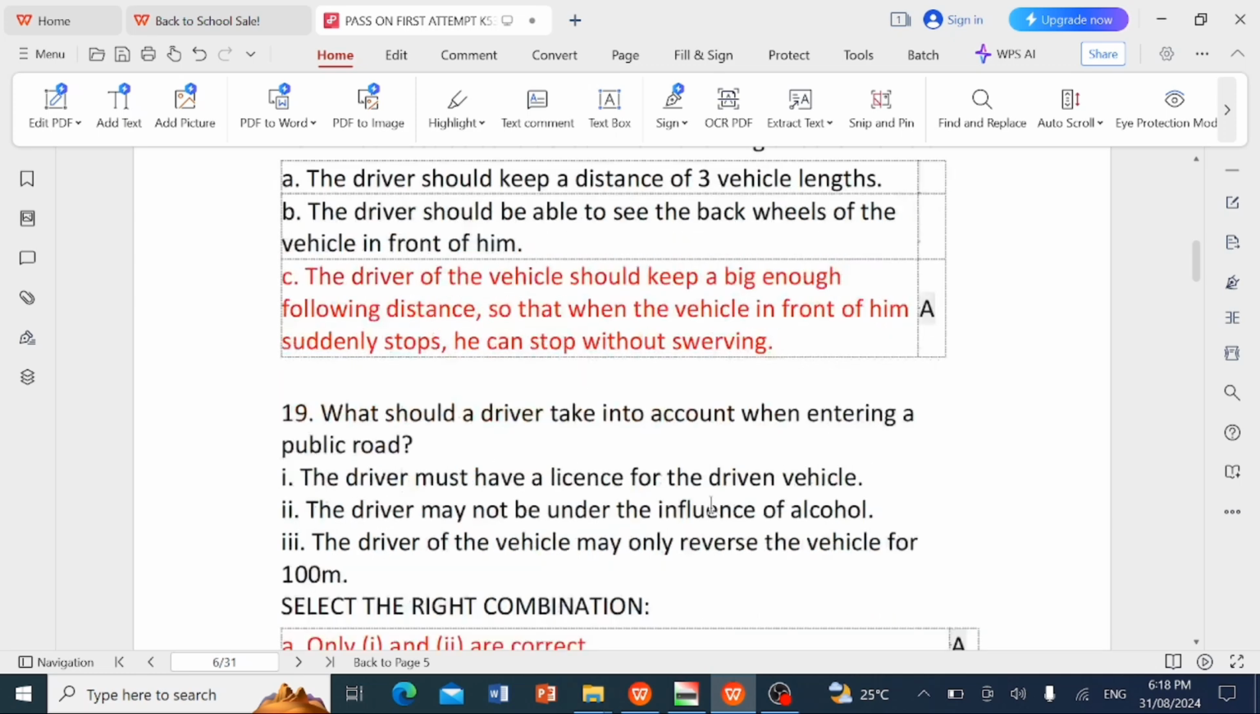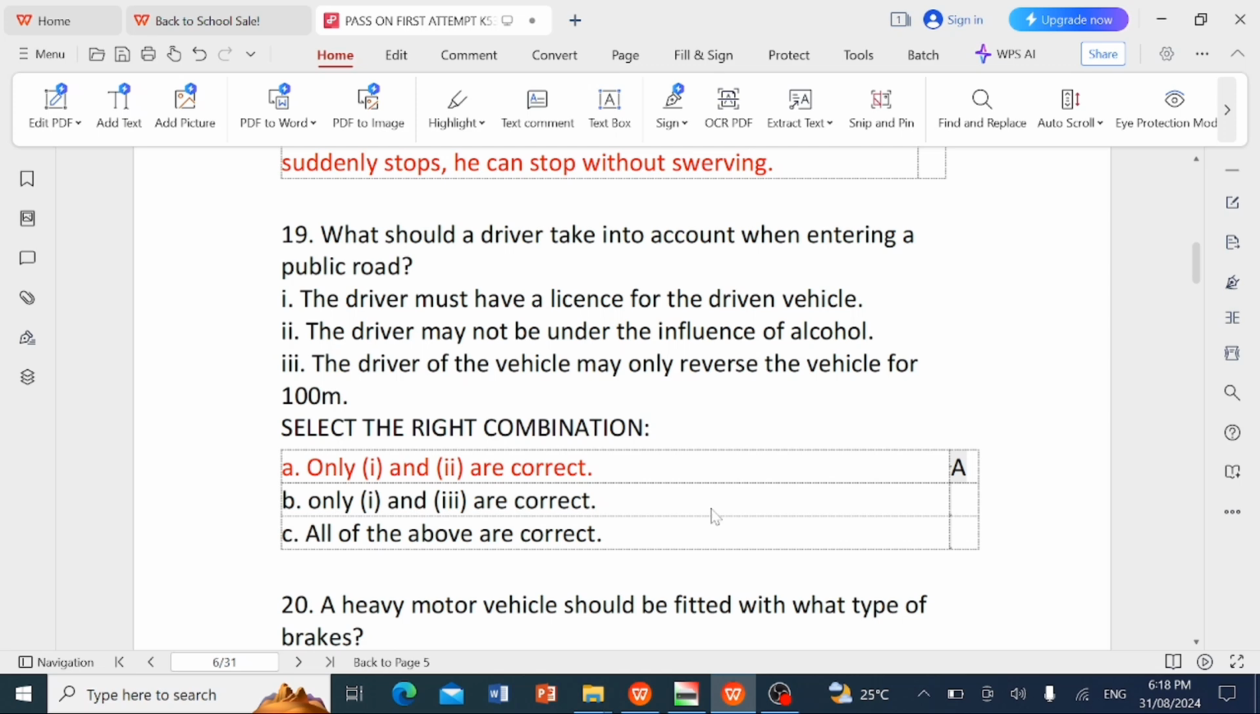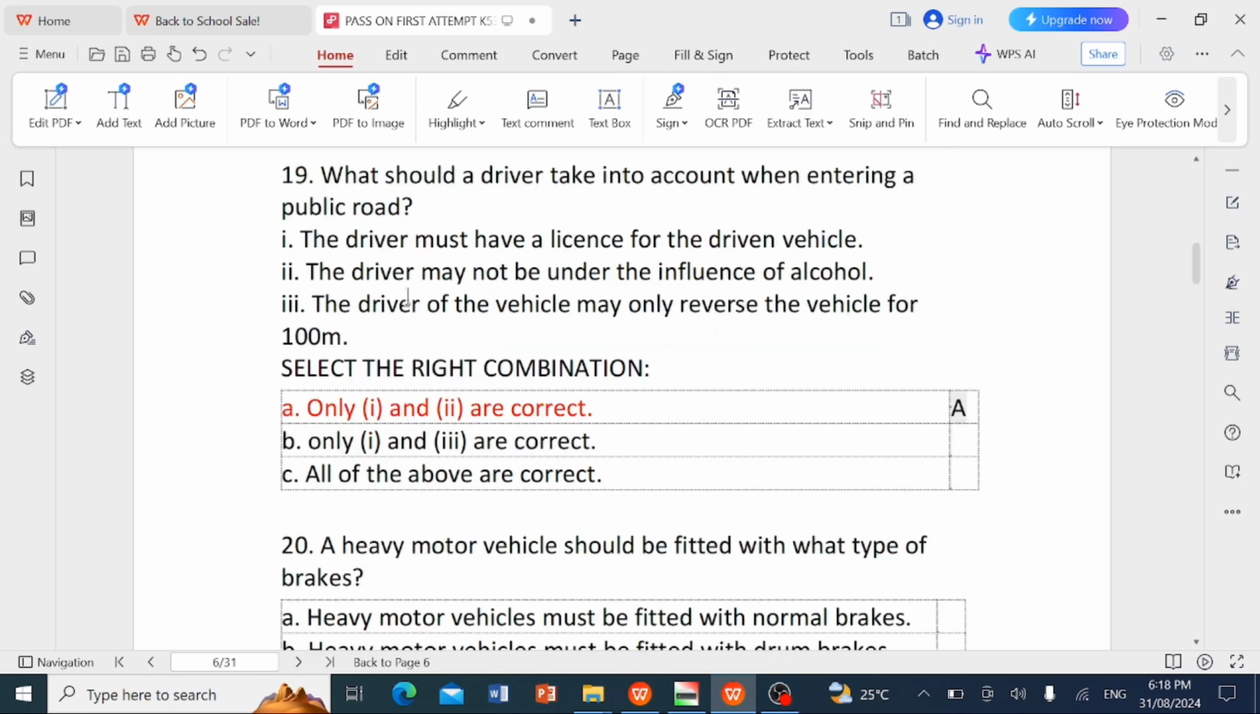Okay, let's move on to number 19. What should the driver take into account when entering a public road? 1. The driver must have a license for the driven vehicle. 2. Driver may not be under the influence of alcohol. Yes, that's very correct. Remember the old saying, don't drink and drive.